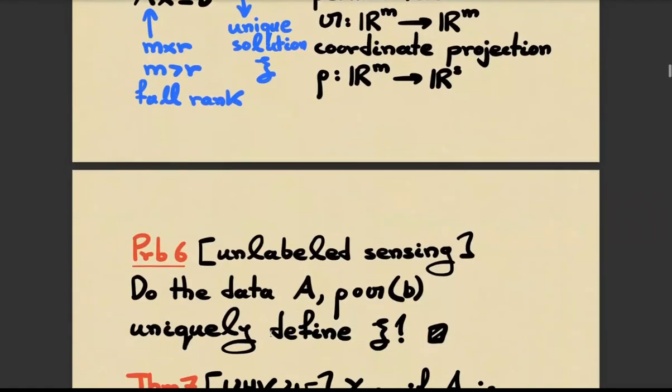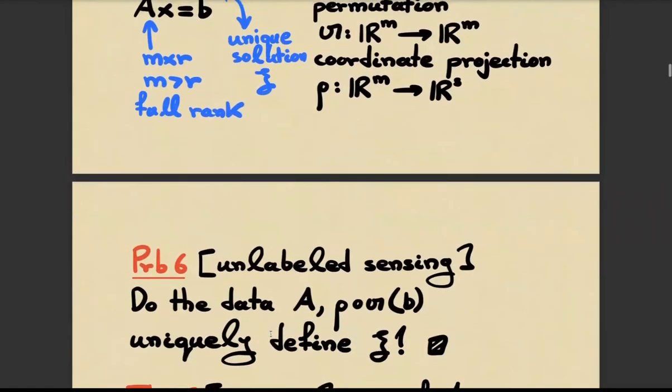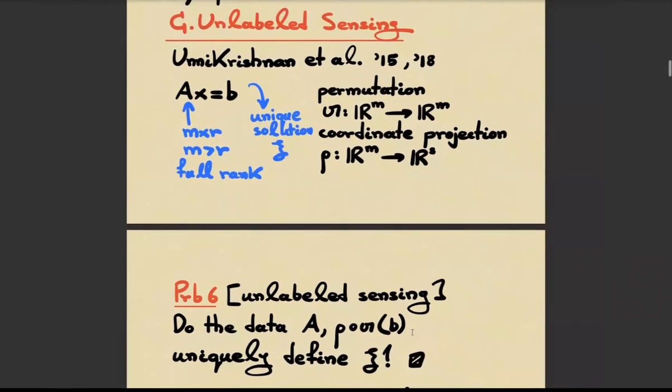Here's the problem of unlabeled sensing. Do the data A, the coefficient matrix, and a permuted and downsampled version of the right-hand side vector B uniquely define the solution Xi of the linear system of equations? In other words, can we still solve this linear system of equations after the right-hand side vector has been permuted and some of its entries have been thrown away?